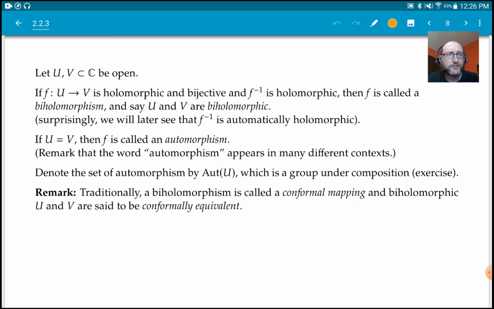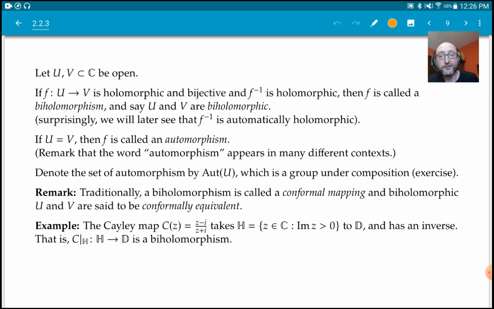Now, traditionally, a biholomorphism is called a conformal mapping, and then U and V are called conformally equivalent. You see this a lot. Unfortunately, it has a different meaning in several complex variables. So once you do complex analysis in more than one variable, you wouldn't want to call it a conformal mapping or conformally equivalent. So saying biholomorphic is definitely okay. With that proviso, they're the same thing.